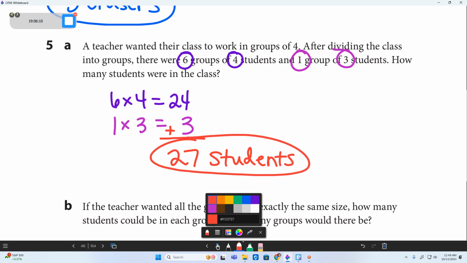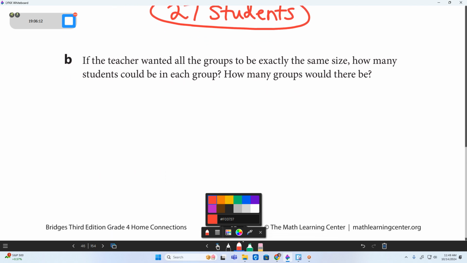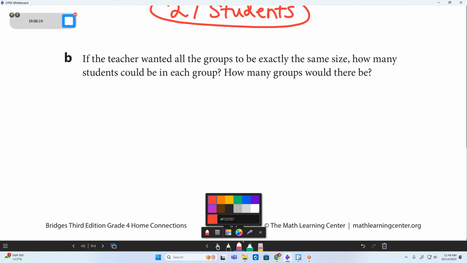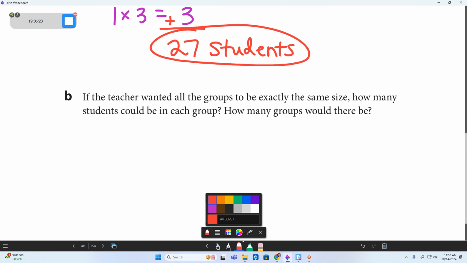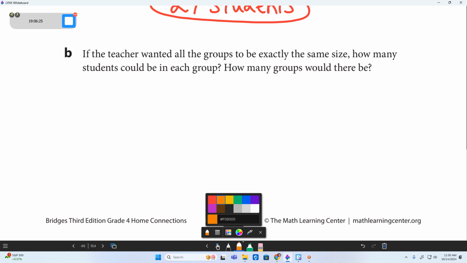All right, last problem. Here we go. If the teacher wanted all the groups to be exactly the same size, how many students could be in each group? How many groups would there be? All right, wait a minute. We got to use letter A to help us. There are 27 kids total. So let's remember that there are 27 kids. How many students could be in each group? How many groups could there be?